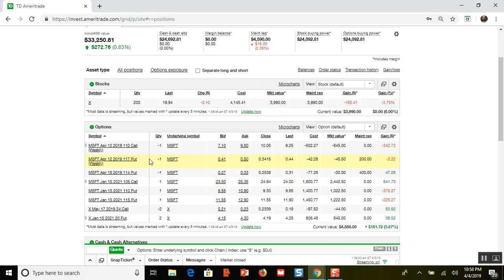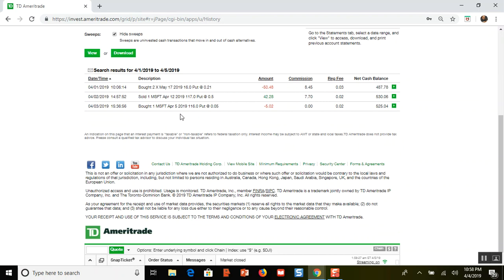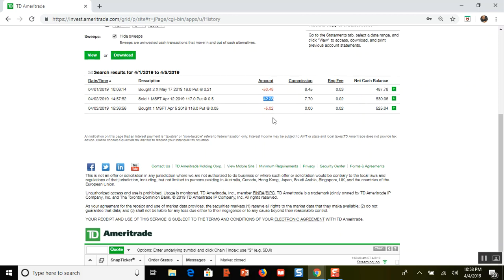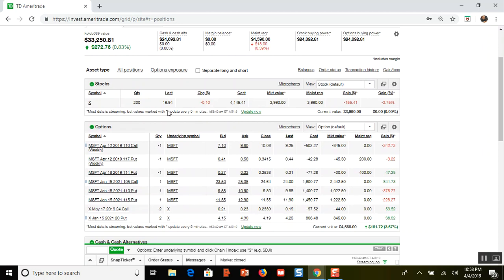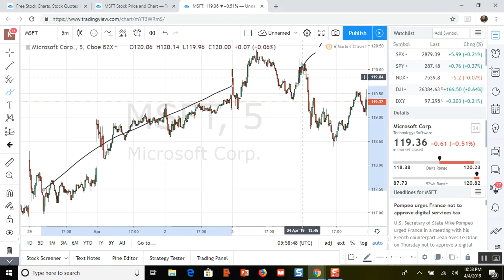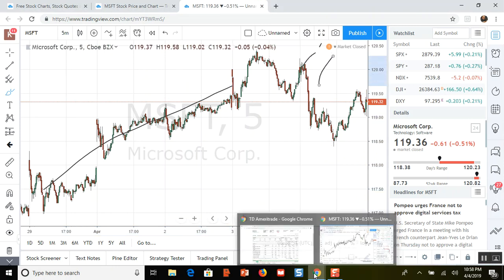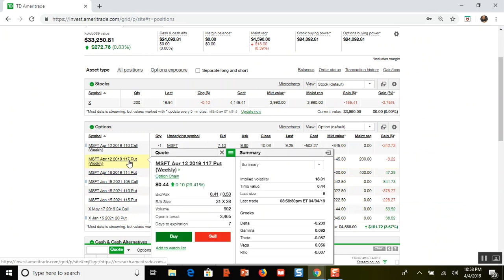Now, that put option right there, if we go to the transaction, I took in $42. I opened it on the 2nd. That would have been 2 days ago, and it's worth 50, and it was worth 42. Now, back to my positions here. If Microsoft would have kept going up, okay, and we go to this chart, and it would have went up to these higher levels, then this put option would not be worth what you see now. Right now, if we look at this put, looks like it's worth $44.